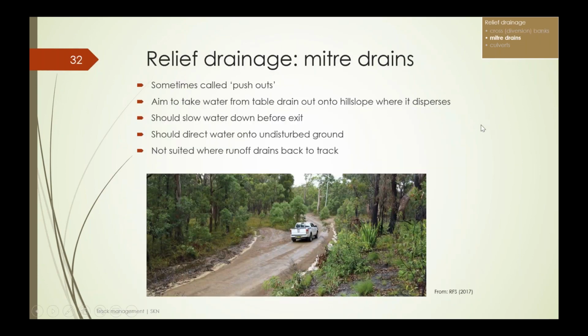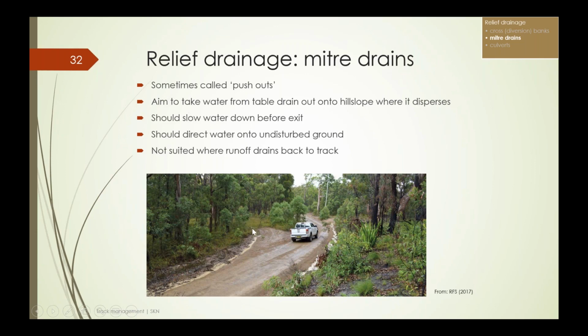So another form of drainage are mitre drains. Sometimes you'll call them push-outs. These are suitable in situations where the landscape allows you to get the water out and basically it will just disperse out into the vegetation. The key part, you'll see that they're angled around to take the grade out of the flow, so it's not running quite so fast. And as it comes around, it is then directed out onto the forest floor where the runoff can spread out.